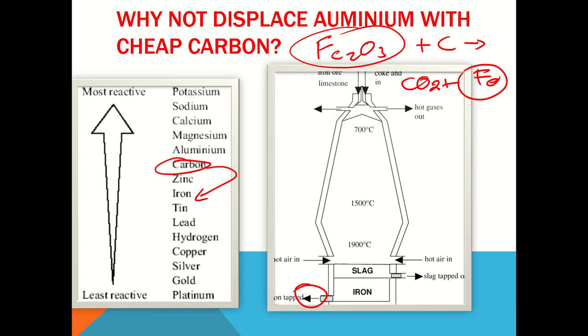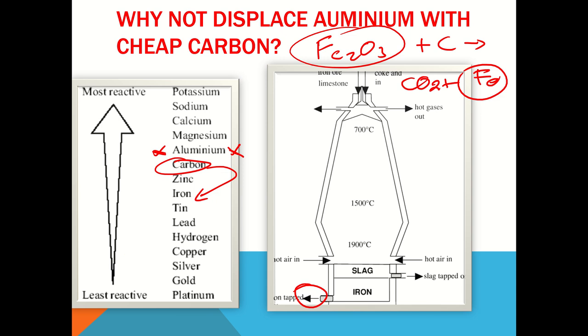Now, we can't unfortunately do that with aluminium. And I say unfortunately because, in terms of industrial manufacture of metals, the blast furnace is the cheapest way that you can do it. Unfortunately, however, aluminium, as you can see here, is above carbon in the reactivity series, and therefore cannot be displaced by carbon, and therefore cannot be made by the same method that iron is.